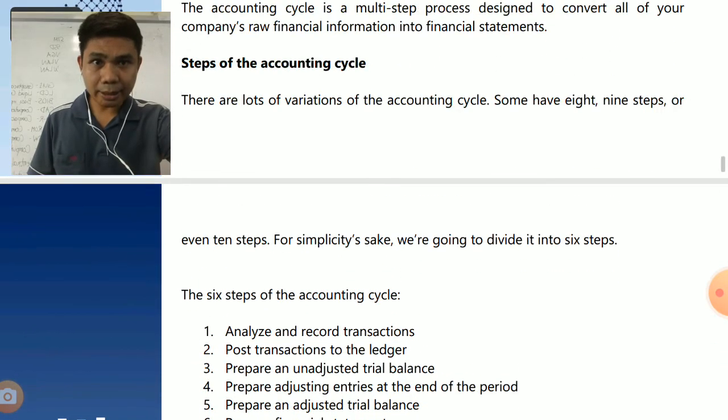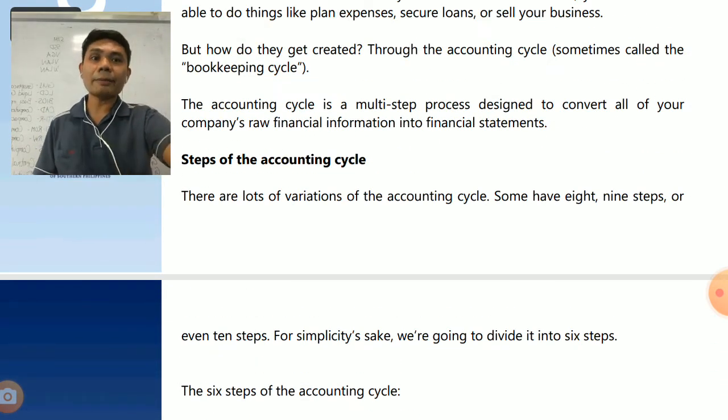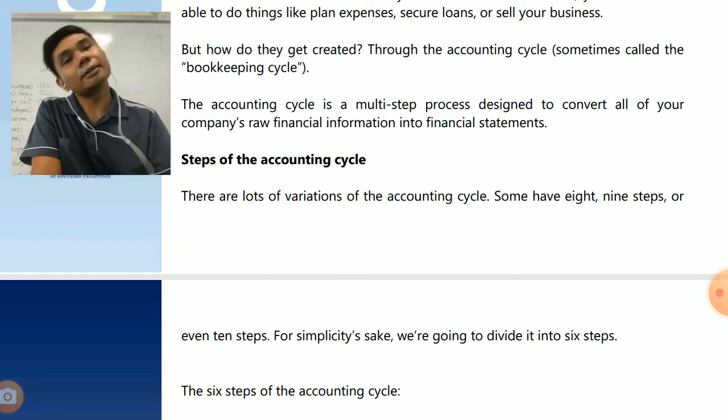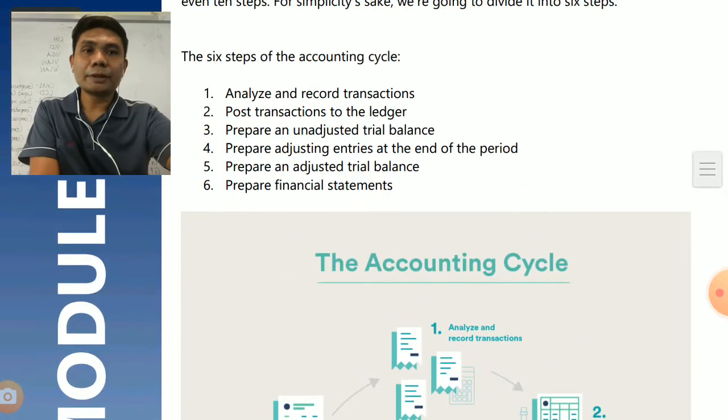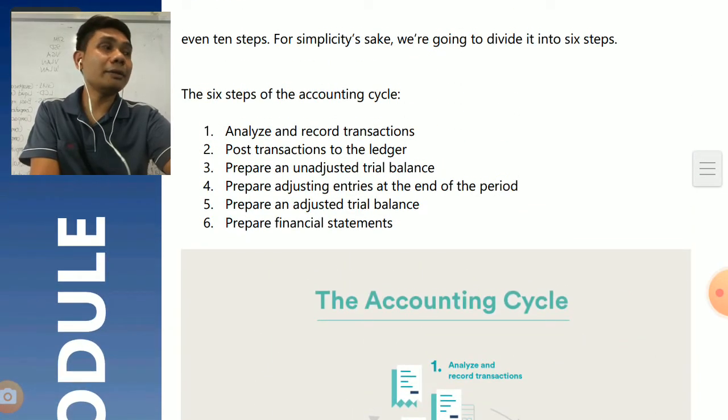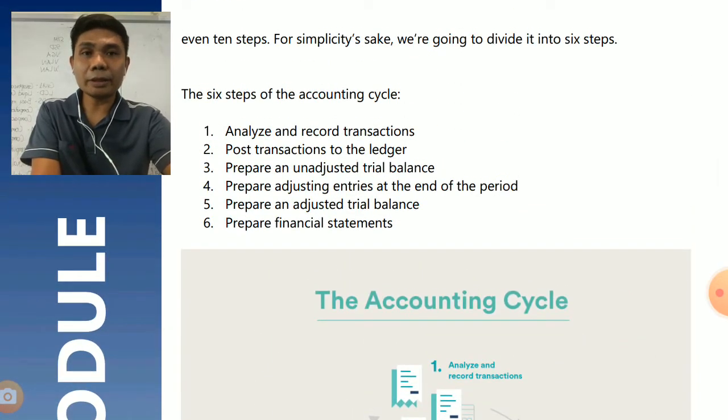Here we only have 6 steps, while other sources have different numbers, some 9, some 8. The first step is to analyze and record transactions. That is when you create journal entries. Next is to post transactions to the ledger.